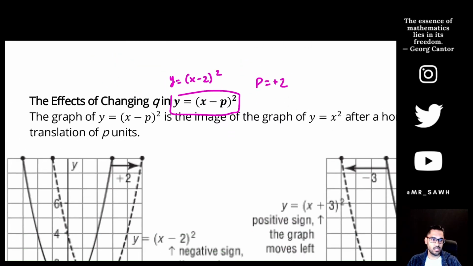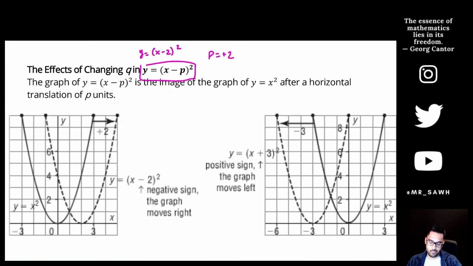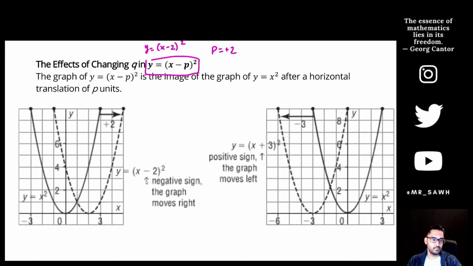So when you see it as a minus sign, you got to remember that it's actually opposite to what you see. So if I'm going to go for this one, it even has a 2 here. So that is a negative sign, but that negative is built into the equation, meaning that p here is actually a positive 2, which means we're going 2 to the right.